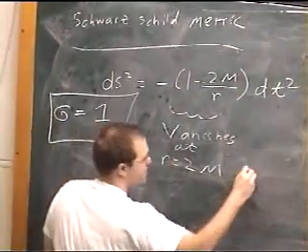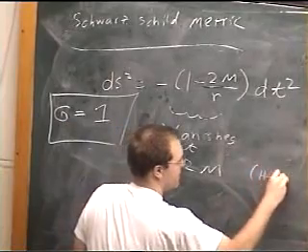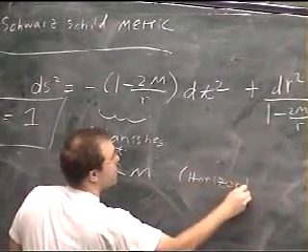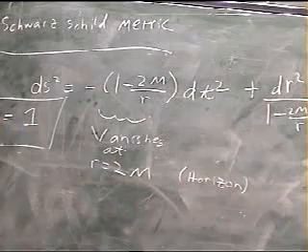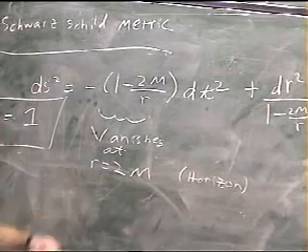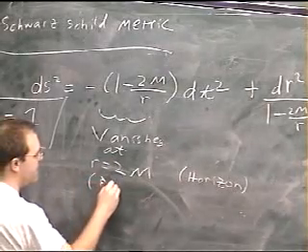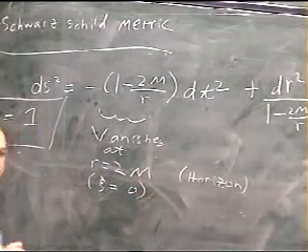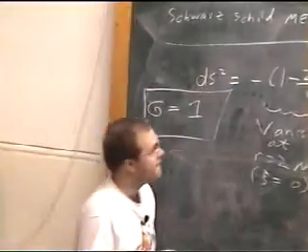So this should be the horizon of the black hole. If there's any hope to match this metric to the one on the right, then we'll presumably be matching r equals 2m with c equals 0. Yes. Good.